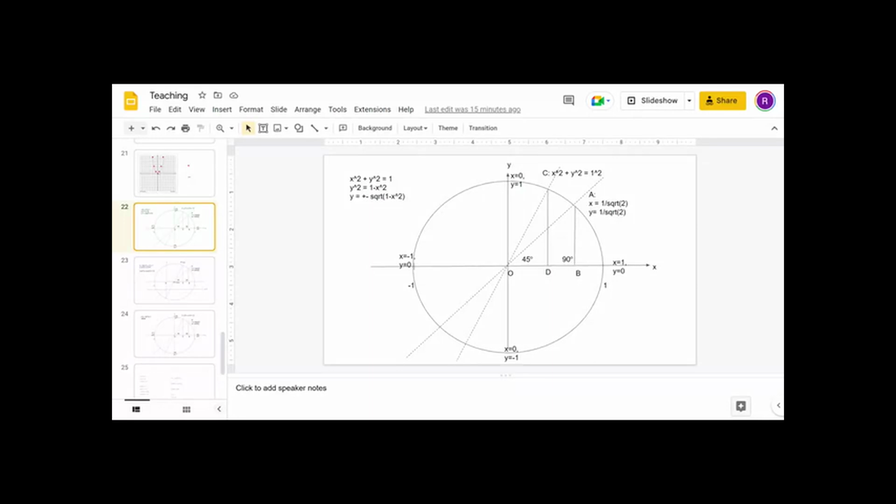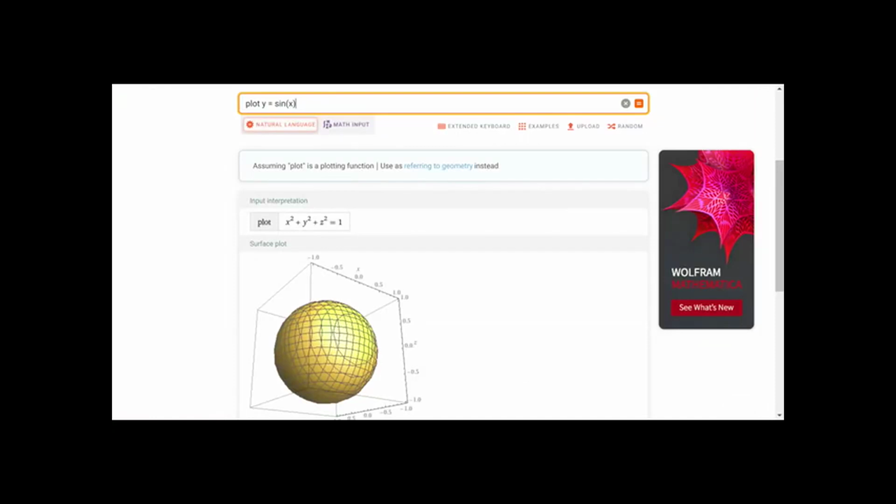If it's clear to everyone, now I can plot a function, y equal to sine x, where the x-axis is the angle and y is the sine x. So I can plot something like this: y is equal to sine x. How will this look? So x is the angle and y is the sine of that angle. Anyone want to guess how this will look?